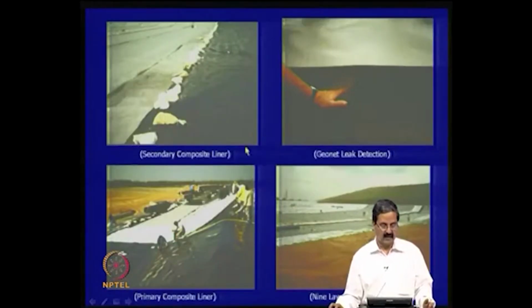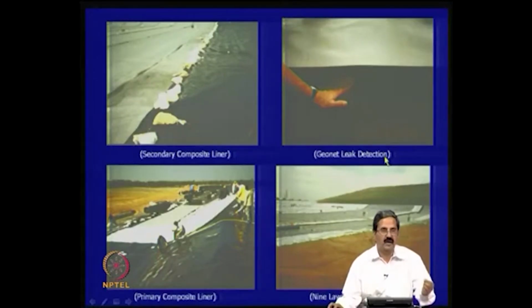So for that you have secondary liner systems in the field, that is how it is installed, and you have a geonet leak detection system. In fact, you will have a lot of sensors in the field. I will show you some photos where they measure, in a particular landfill like this, how much leachate is generated because of the rain.